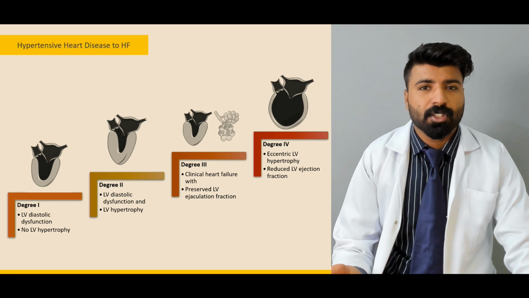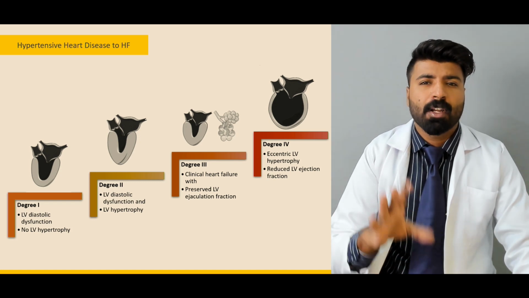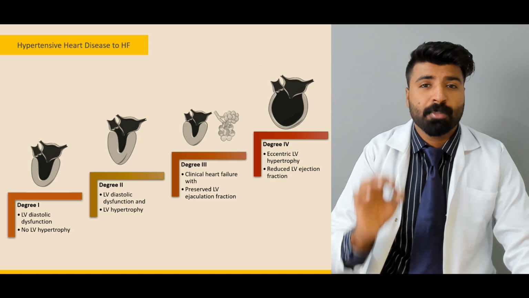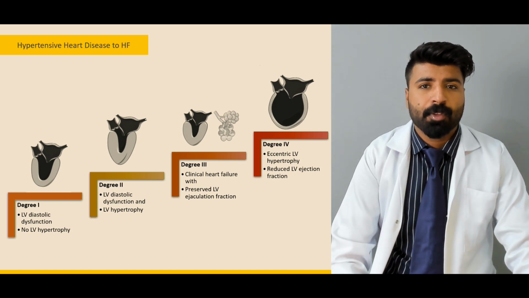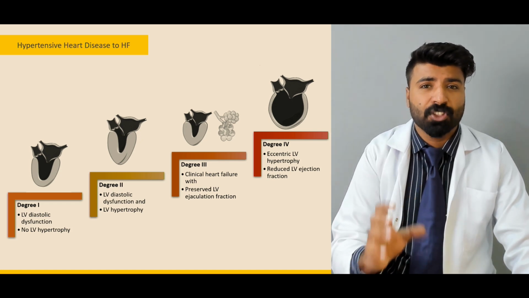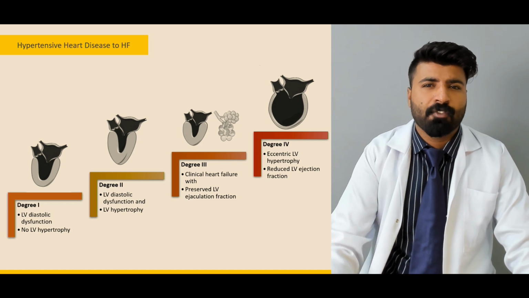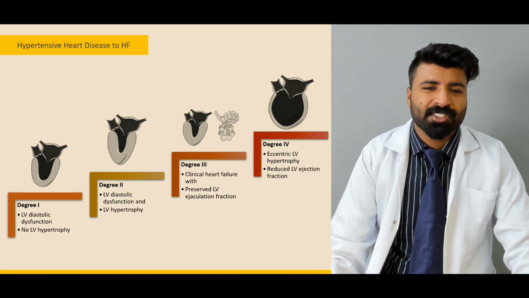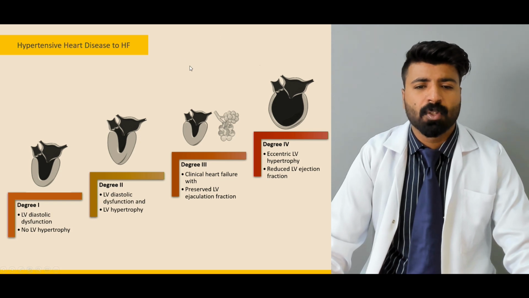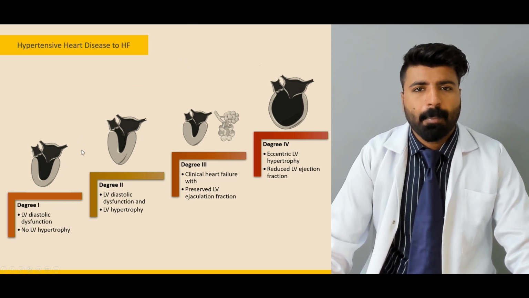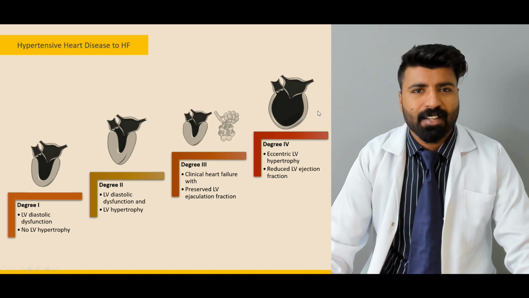When there's reduced ejection fraction, what will happen? The heart won't be able to meet the demands of the body, won't be able to meet the oxygen needs of the body. So that's how the heart will fail. So this is how hypertensive heart disease leads to heart failure, step by step, leading to this level.